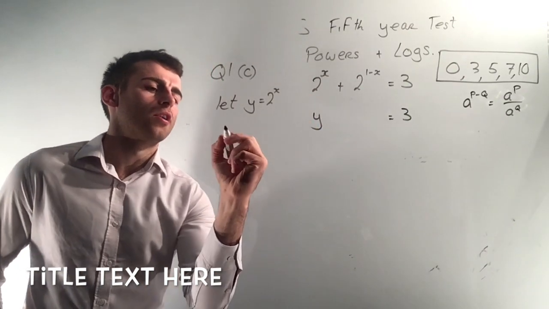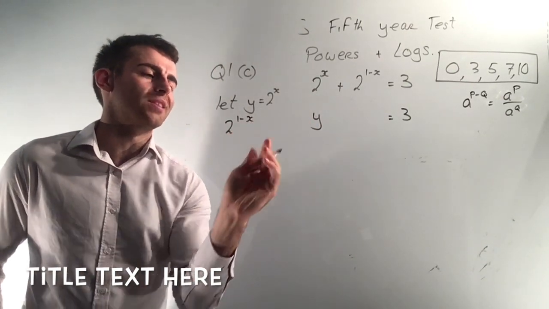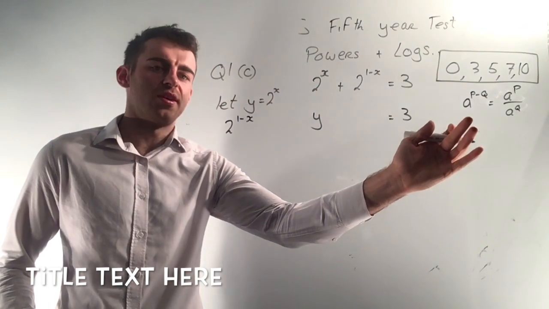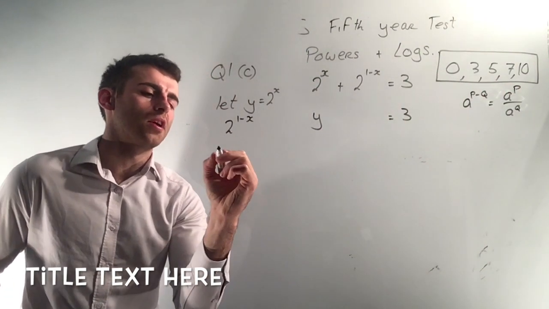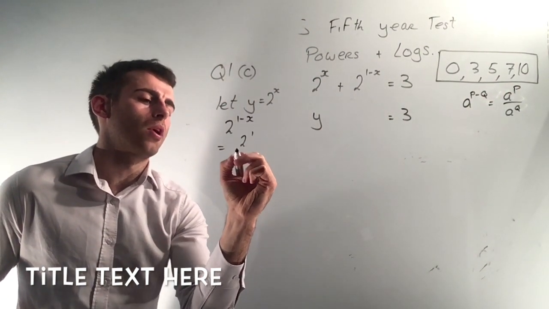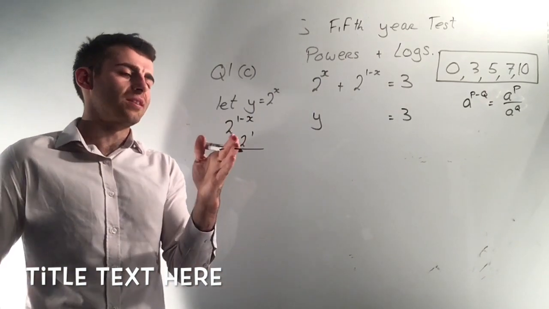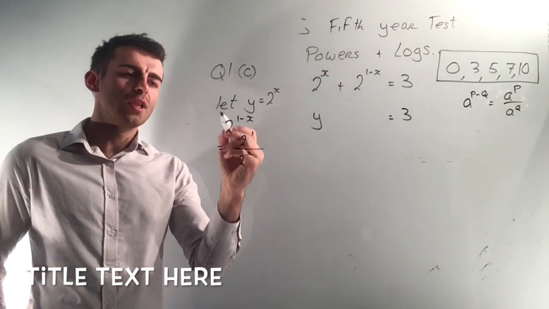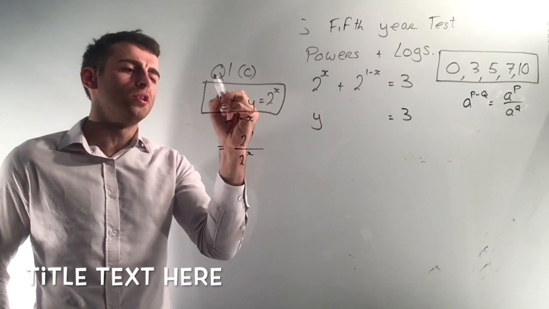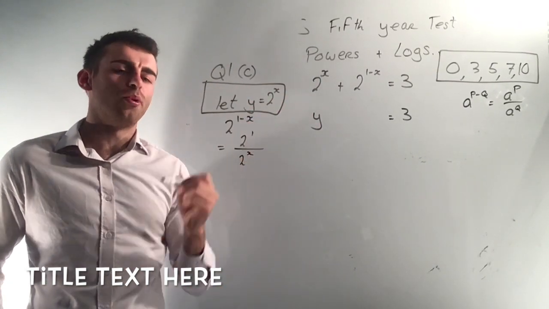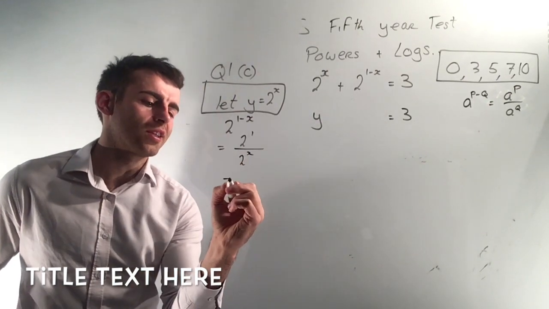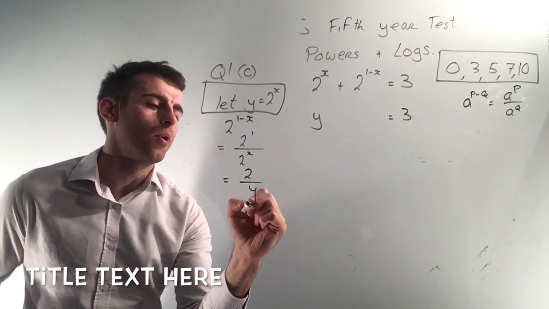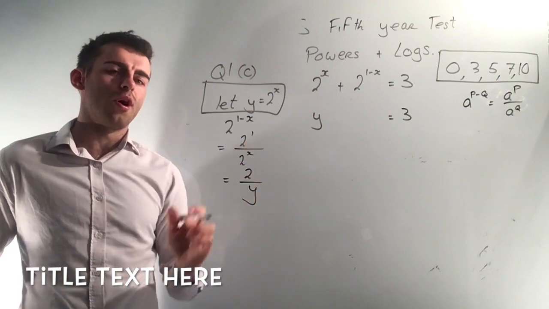And I have 2 to the power of 1 minus x. So I have the left-hand side of this formula, and I want to go to the right-hand side. So I can just say that 2 to the power of 1 minus x is the same as 2 to the power of 1 over 2 to the power of x. And then remember, according to our substitution, instead of 2 to the power of x, I'm going to put in a y. Which means that this actually just becomes 2 divided by y.